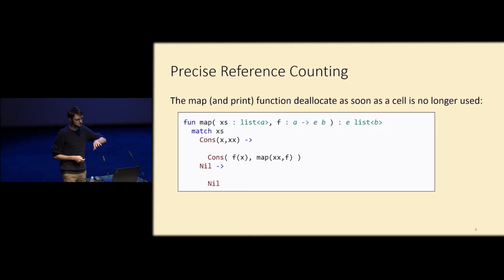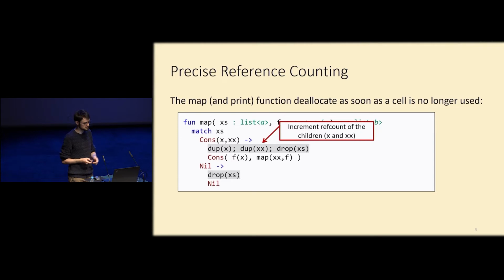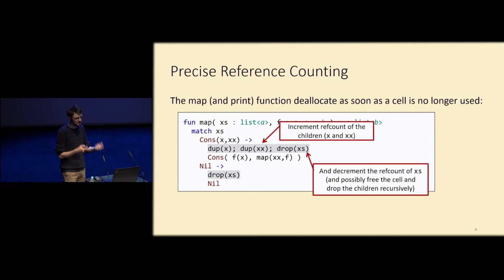So I'll focus on the first cons branch here. We get a list cell xs, we match on it, and we want to continue using x and xx, its two children. So in the first step, we will have to increment the reference count of the children by inserting the dup instruction. And then we have a drop instruction which gets rid of the cell xs, either by decrementing its reference count or by freeing it if the reference count happens to be 0 after the decrement. And a particularly nice fact about this is that now xs is deleted as soon as possible.